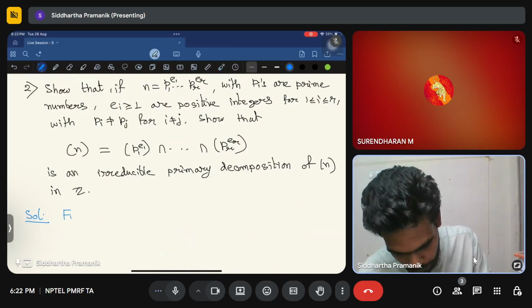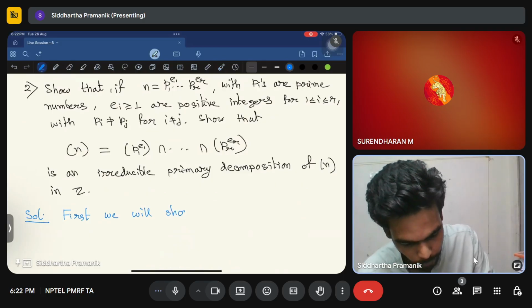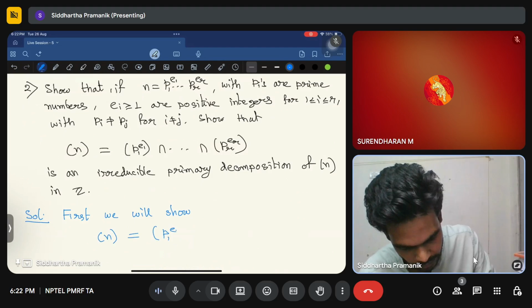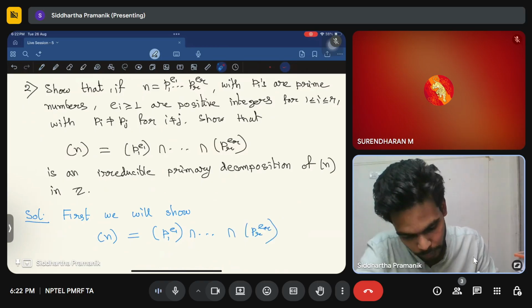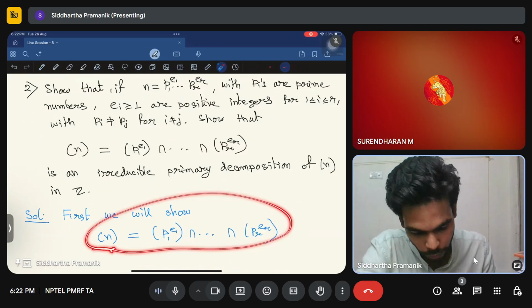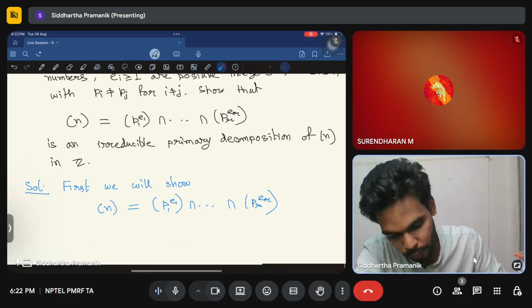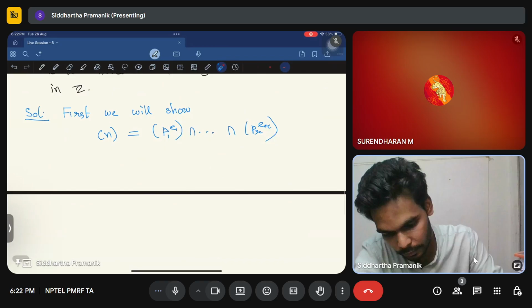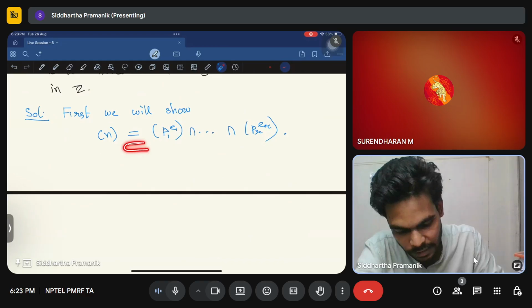So first we will show the ideal generated by n is equal to the ideal generated by p1^e1 intersection the ideal generated by pr^er. If we prove this equality, then we will have proved that it is a primary decomposition. So let's prove this equality first. One side is clear: the ideal generated by n is a subset of this.